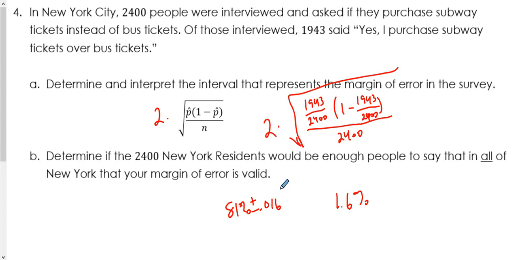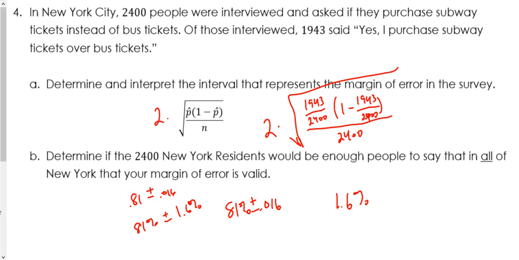Now, here it says determine if the 2,400 New York residents would be enough people to say that in all of New York your margin of error is valid. There's a lot of people that live in New York, but one thing you do notice is this is a really large percentage number. So it's 0.81 plus or minus 0.016, or you might see it written as 81% plus or minus 1.6%. These mean the same exact thing. But I think you can safely say that a majority of New Yorkers purchase subway tickets over bus tickets. This is nowhere near 50%. So we are well above that. I mean, this would be 78.4% to 82.6%. Yeah, that's a pretty high percentage.